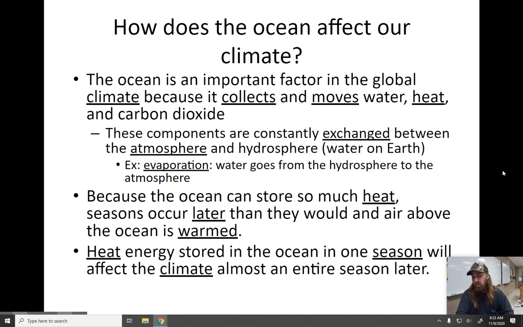So when people look at this in the ocean, they're like, it's only 3 degrees, it's fine. But realistically, 3 degrees is a lot, and it's going to affect our temperature, and it's really going to affect our weather and that bigger picture for all of us. Now, heat energy is stored in the ocean in one season, and that will affect the climate almost the entire season later. So remember, everything's not instant, and we have to wait for currents to move and wind to move and all those different things. So it could be a later delay.